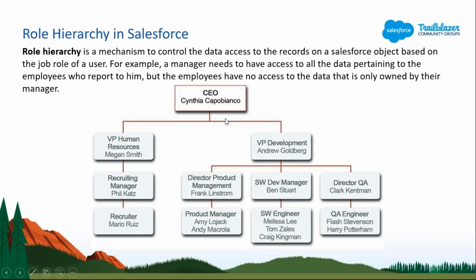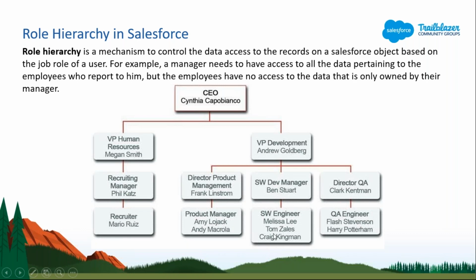So the top of the role hierarchy will have more access, and the last number of roles will have less access here. So let's say we have a manager here, and under this manager we have three software engineers. These software engineers will have the same amount of access. Here we have three software engineers: Melissa Lee, Tom Giles, and Craig Kingman.